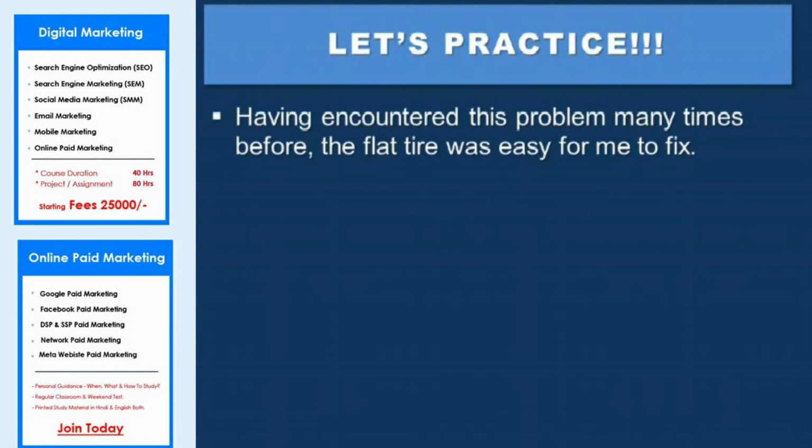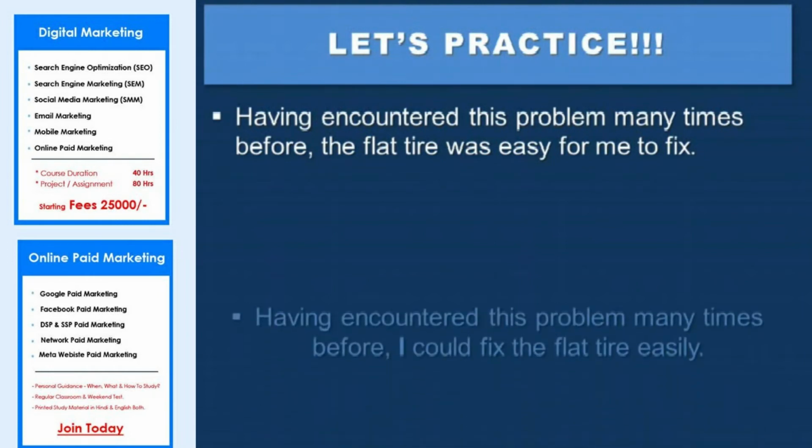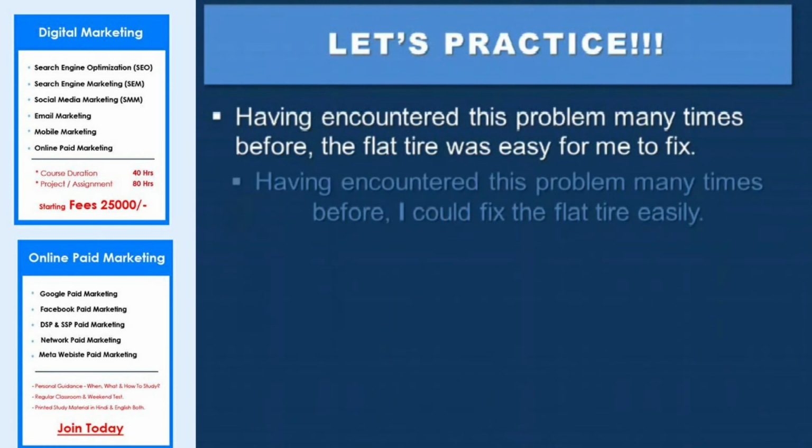Having encountered this problem many times before, this part has been placed as it is. After the comma, we'll insert the correct subject. That would be, I could fix the flat tire easily. Or you could also say, I could fix the flat tire easily, comma, having encountered this problem many times before. You should remember, punctuation plays a very significant role in modifiers. You cannot avoid punctuation. Comma, full stop, everything has to be placed at the positions which are right for them.